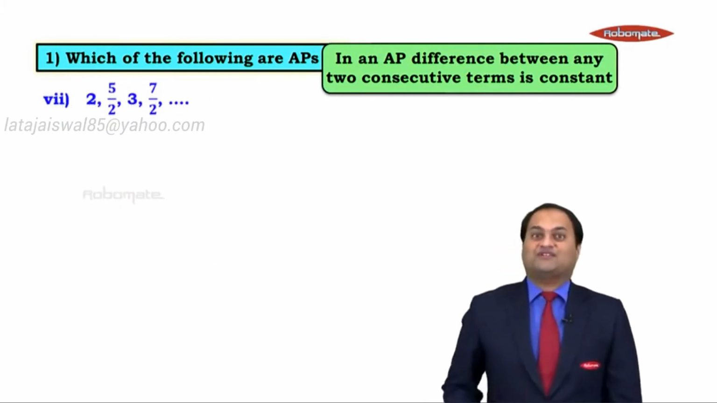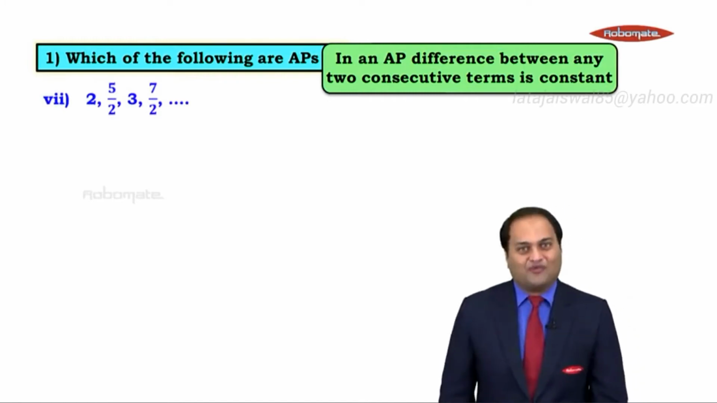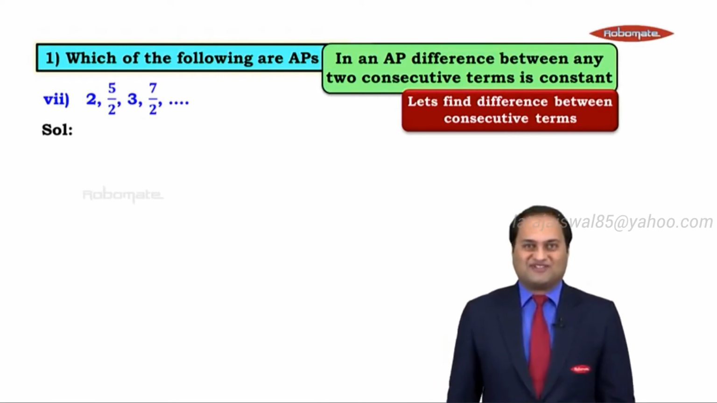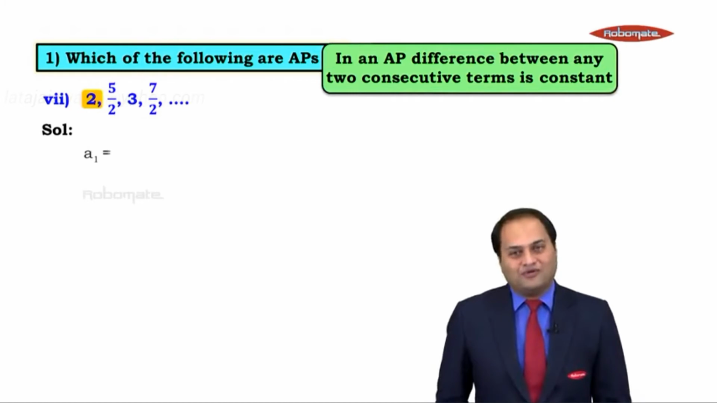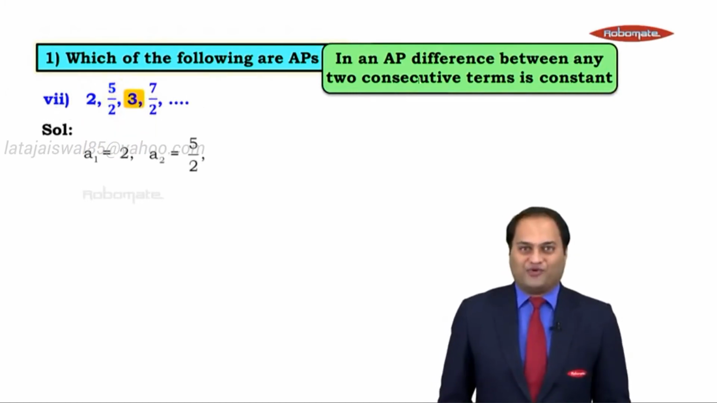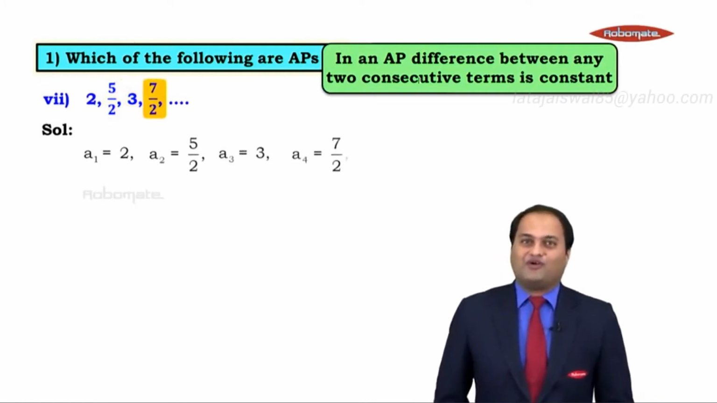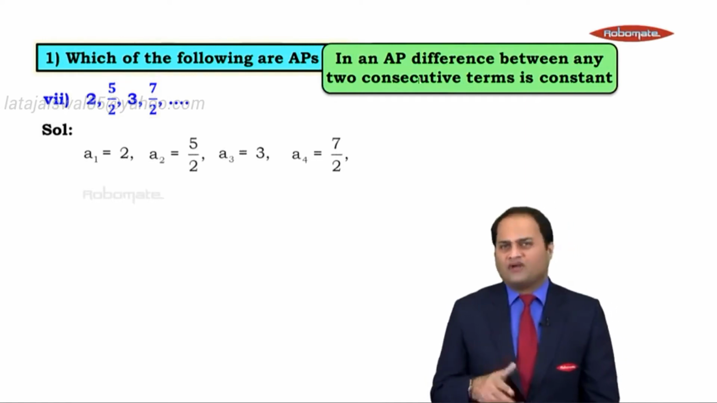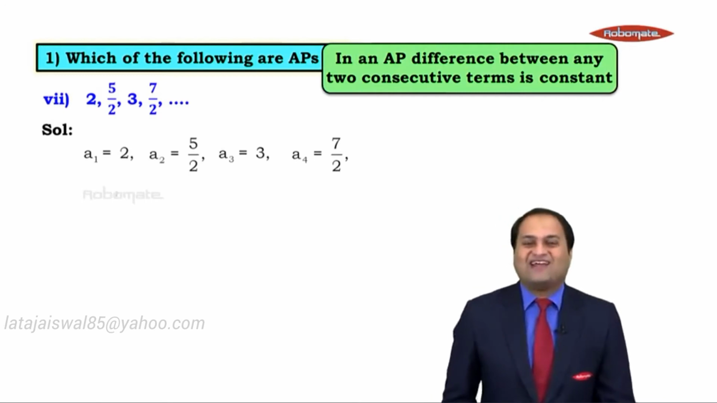Oh, the fractions. Just take care of the calculation, the concept remains the same. What we need to do? We need to find the difference between the two consecutive terms. But before that, give it a denotation. A1 is equal to 2. A2 is equal to 5 upon 2. A3 is equal to 3. And A4 is equal to 7 upon 2. Just take care of the calculations here. Right? LCM. We all know that, right? So not a problem. Let's start.